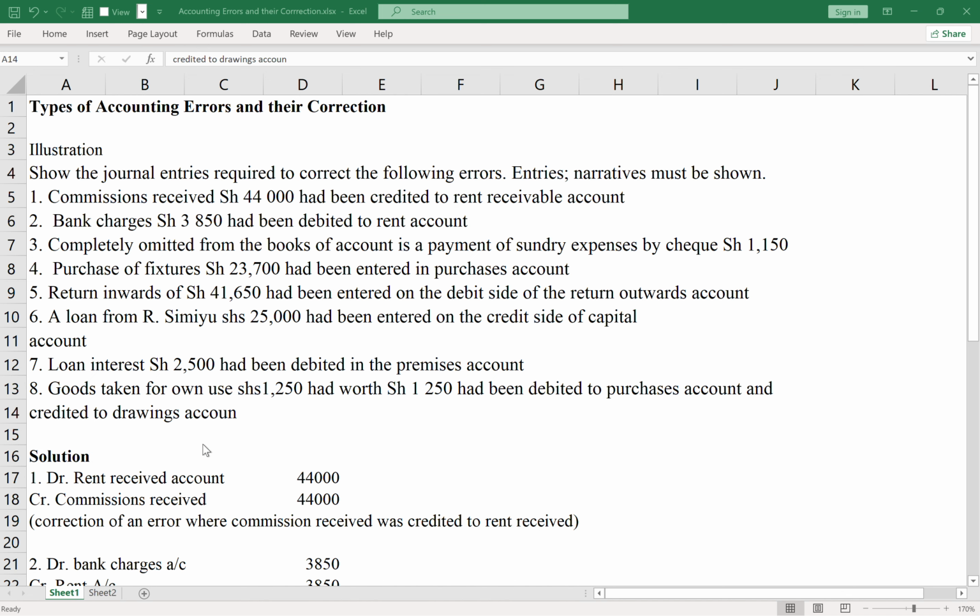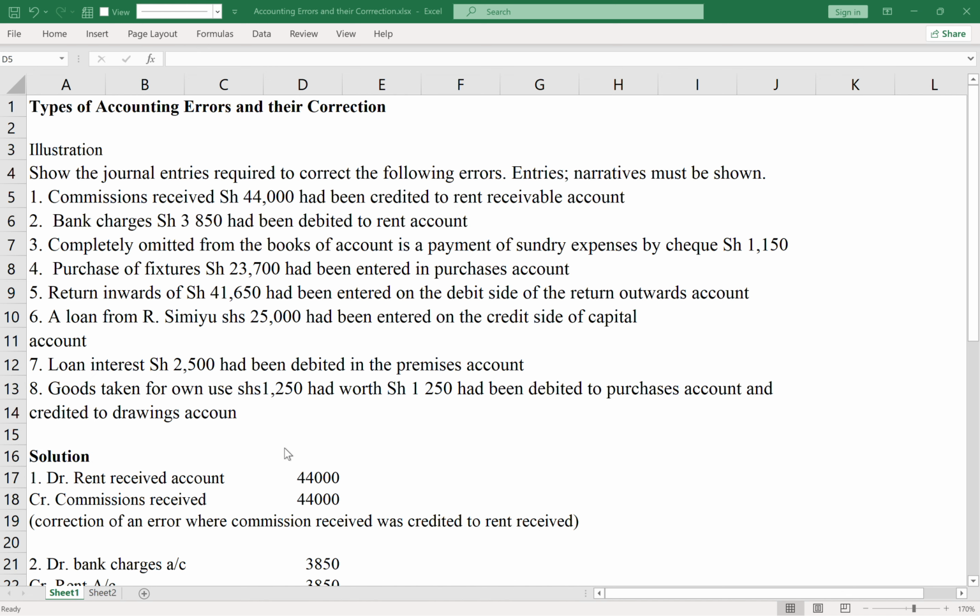So this is our question. We need to answer these errors, and we are told to give narratives, or the narrations. So we start with number 1. We are told commission received 44,000 had been credited to rent receivable account. So we have payment or revenue of commission. So it was credited to rent receivable account.